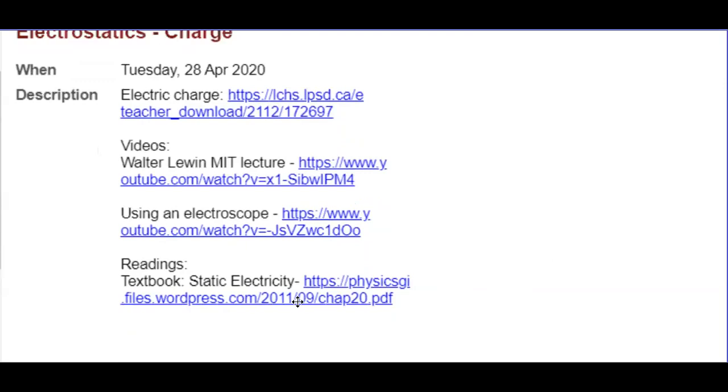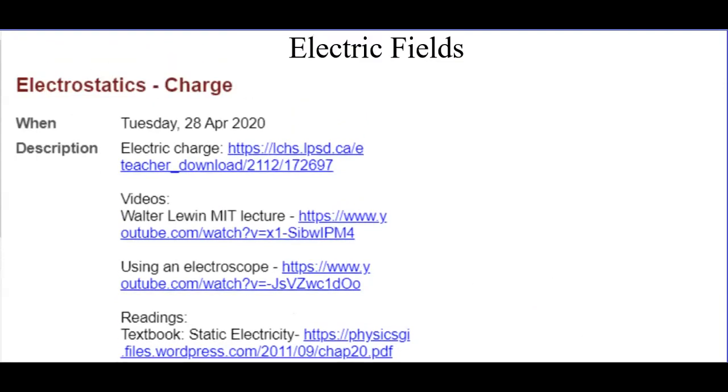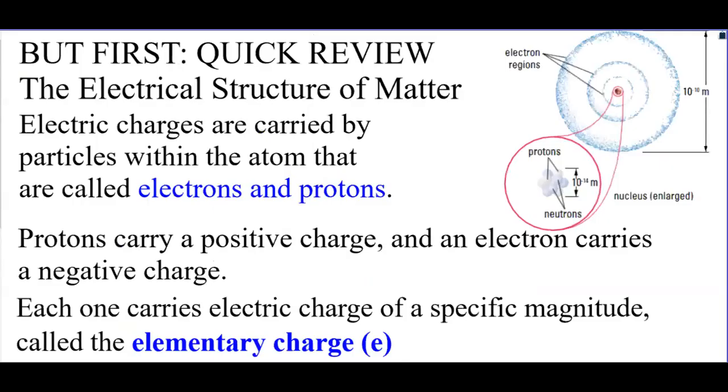Other things to maybe look over and read over if you are interested, there's a textbook online, chapter 20. It's not a bad thing to read, and it really solidifies some of these points. So I'll try to be quick. This shouldn't be new to you.